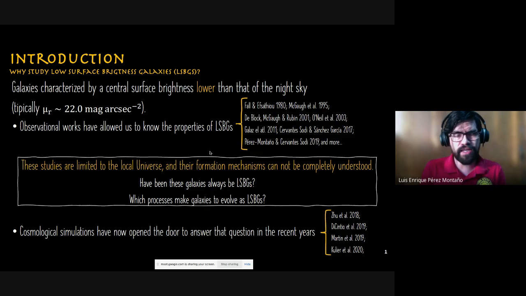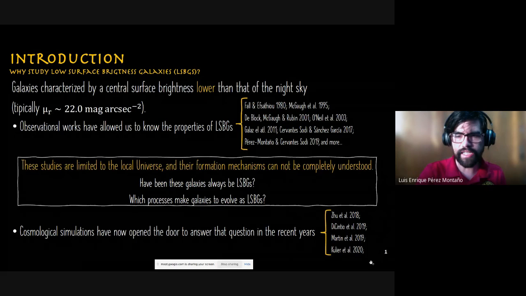We are not very sure, as Gaspar said. We don't know how these galaxies form, and the formation mechanism cannot be completely understood. Have these galaxies always been LSBGs, or which processes make them evolve as LSBGs? Now, with the aid of cosmological simulations, we can observe how these galaxies were in the past. We can see many mechanisms, as Gaspar already presented in the previous talk. Here are many examples of works employing cosmological simulations to study the evolution of these objects.